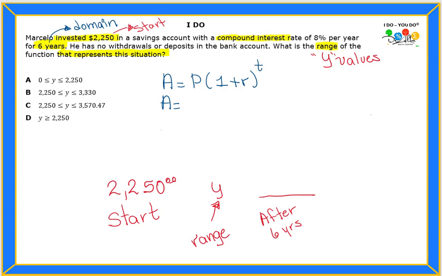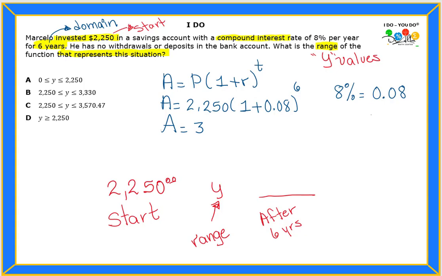We have A equals P, it's how much money he started with, which is $2,250. 1 plus the rate is the percent that they're using, which is 8%. But of course, we cannot use it as a percent. We have to change it to a decimal. And the decimal will be 0.08. So that's the number that goes inside the parentheses. And the years, it's 6 years, right? That's the time. So you write down a 6 on the top. Okay? So if you want to input all that on the calculator, let's see what you guys get.